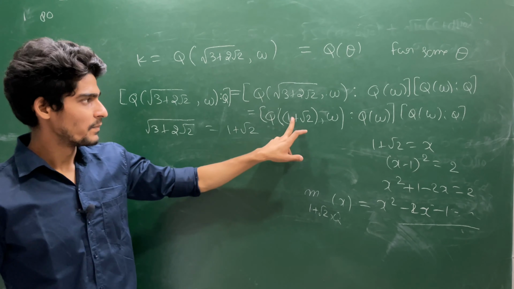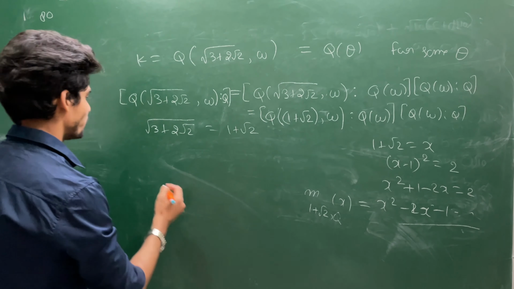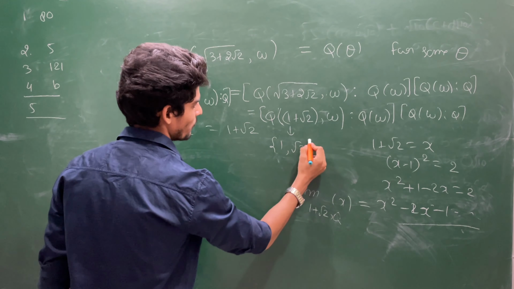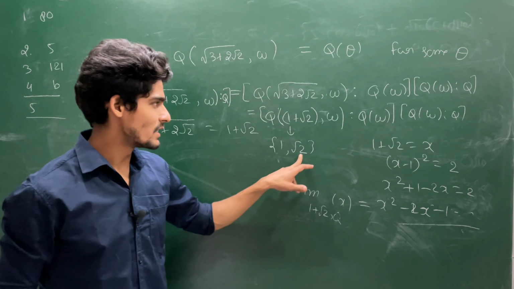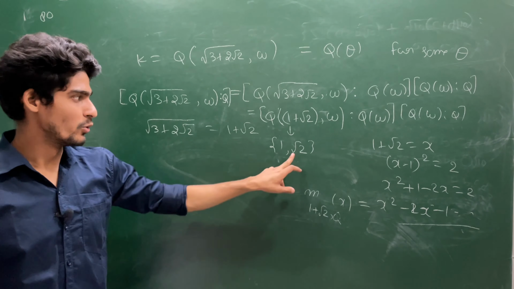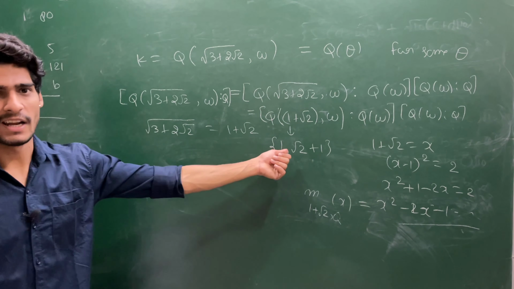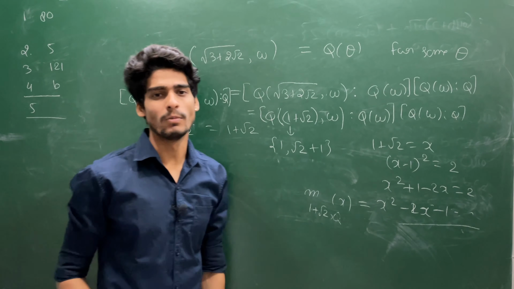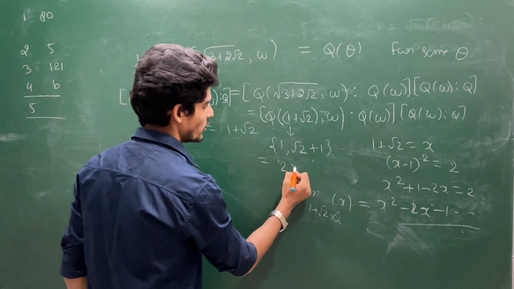So for generating this you need degree 2, or you need 2 elements in the basis. The basis you can write as 1, root 2, and this basis is working over the Q(omega) structure, not over Q. Either you can write this or you can use root 2 plus 1 also. So both will work like a basis. And what will be the basis here? The basis here will be 1, omega, and the degree of extension is 2. So the degree of extension is 2 into 2, that will give you 4.